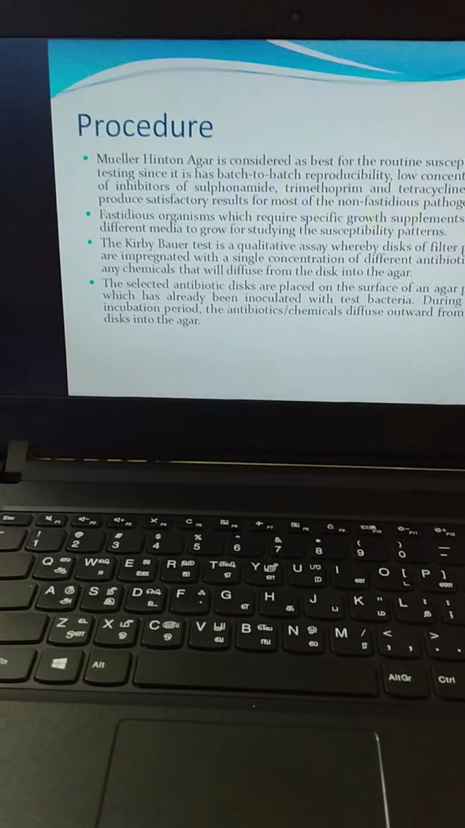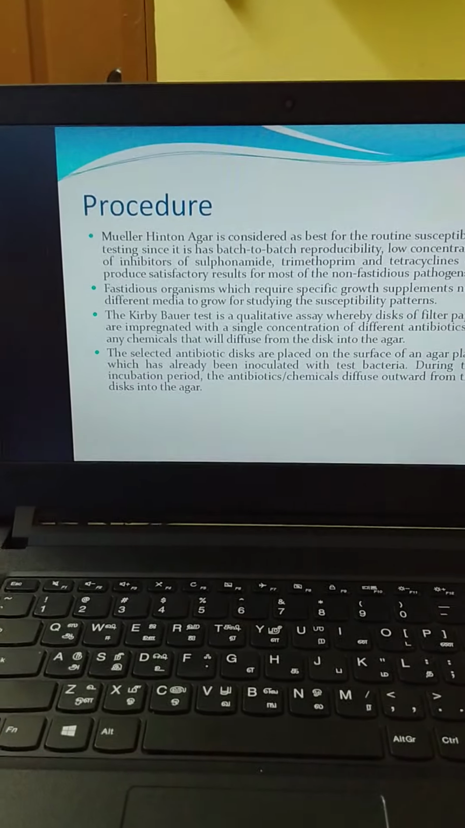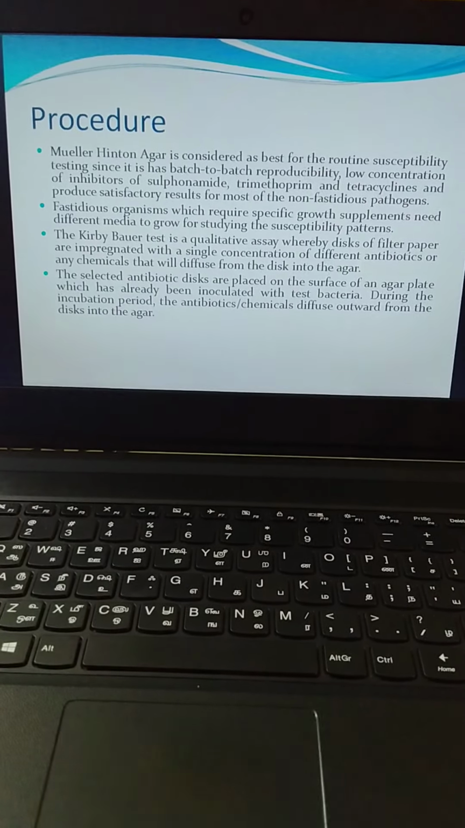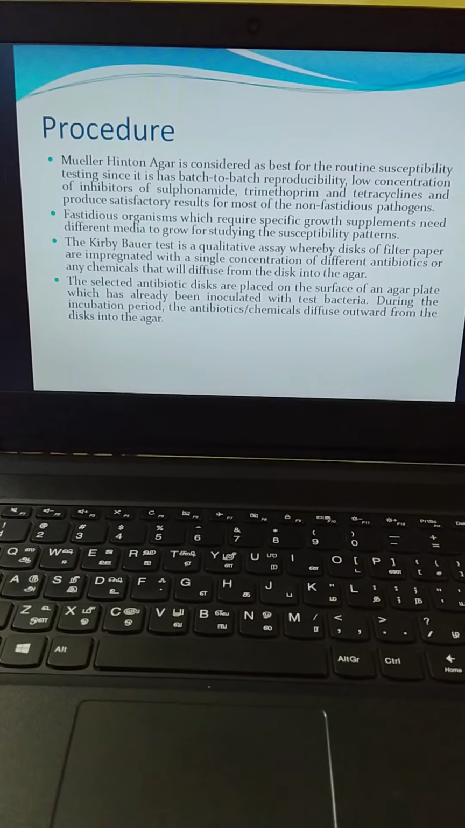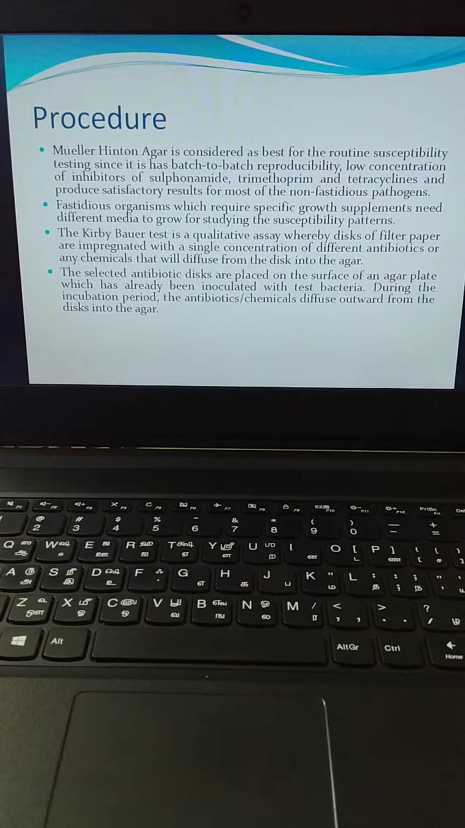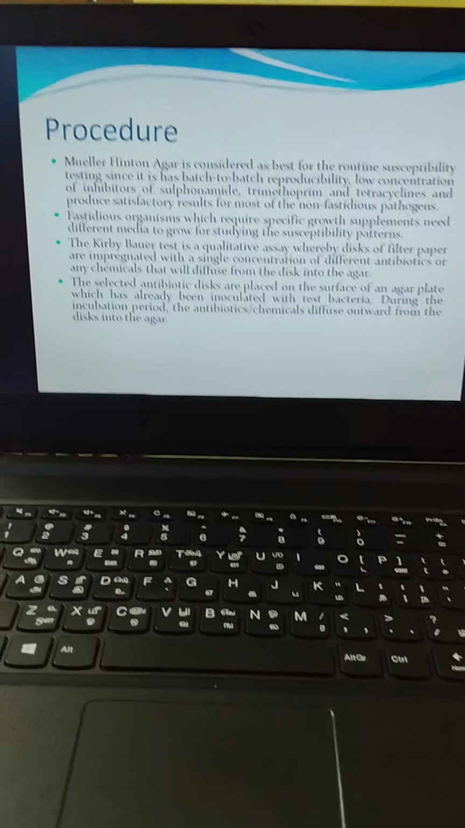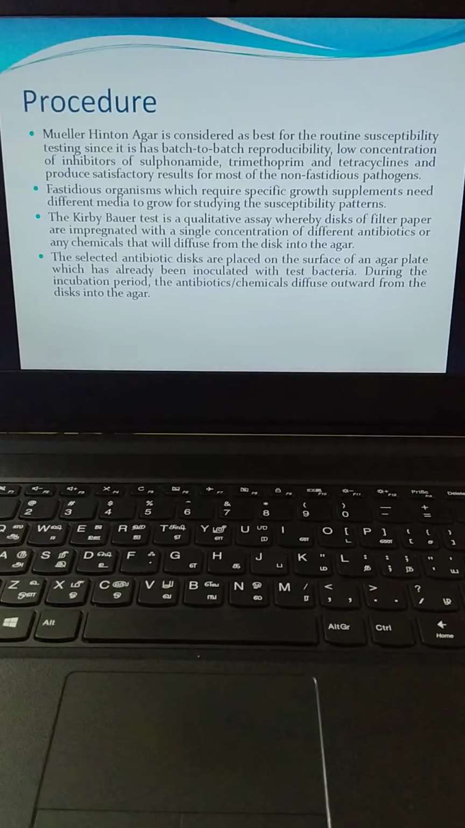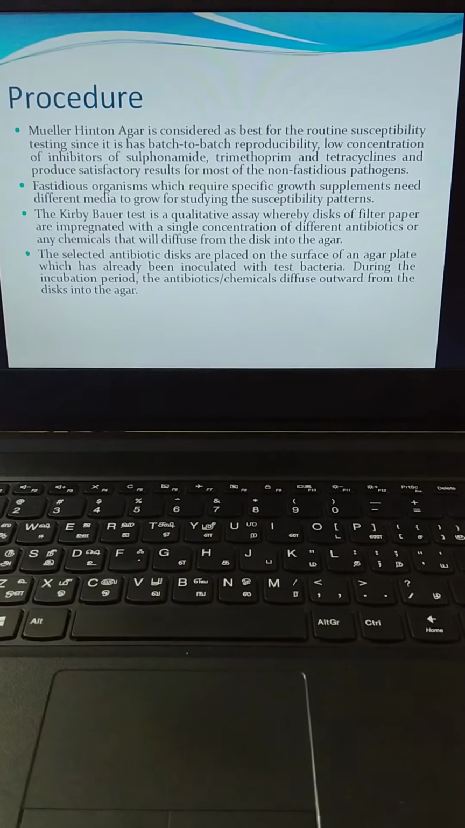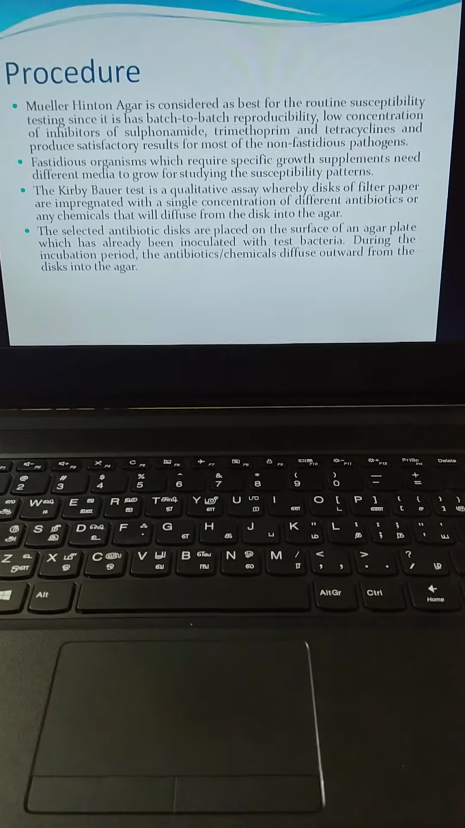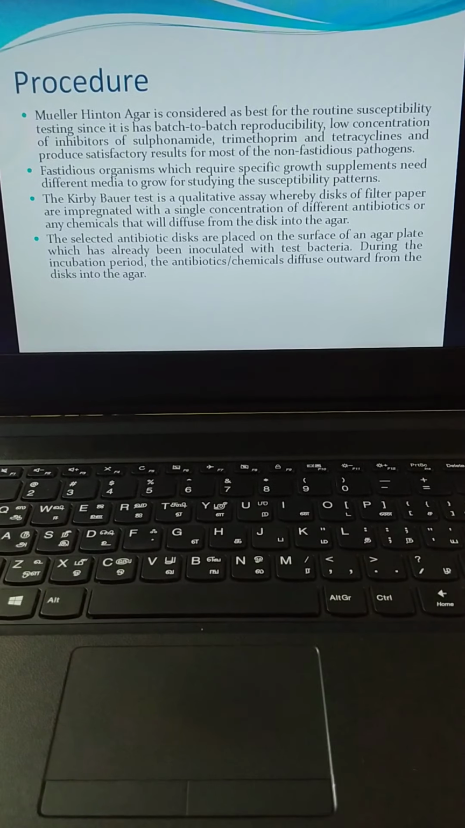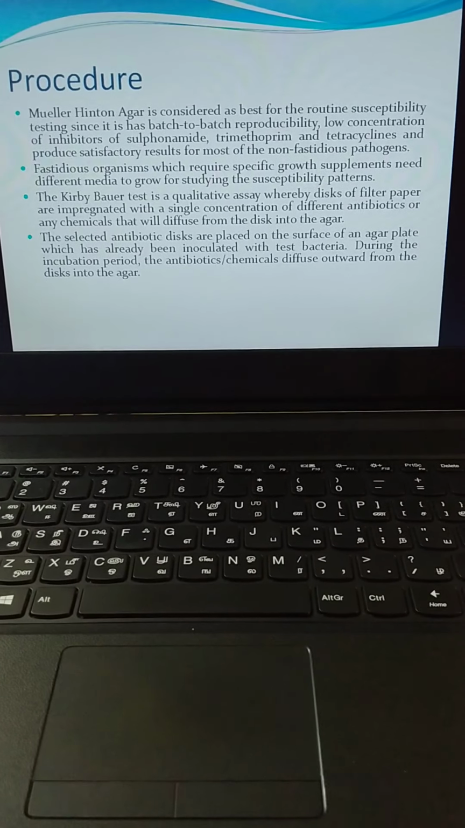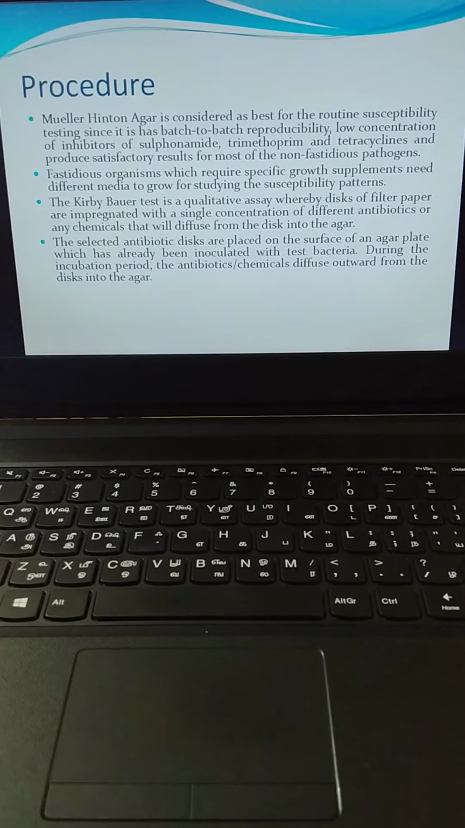So here there is a procedure. In this procedure, we have to make use of Mueller-Hinton agar. Mueller-Hinton agar is considered one of the best for routine susceptibility testing, since it has batch-to-batch reproducibility and a low concentration of inhibitors of sulfonamide, trimethoprim, and tetracycline, and it produces a satisfactory result for most non-fastidious pathogens.